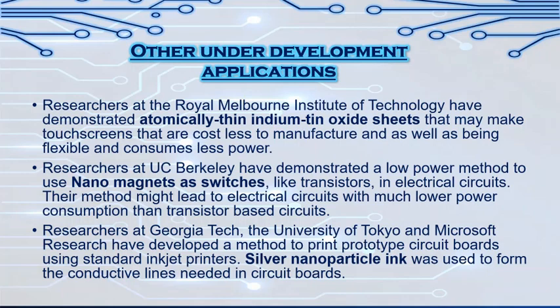Moreover, researchers at Georgia Tech, the University of Tokyo, and Microsoft Research have developed a method to print prototype circuit boards using standard inkjet printers. Silver nanoparticle ink was used to form the conductive lines that are needed in the circuit boards.